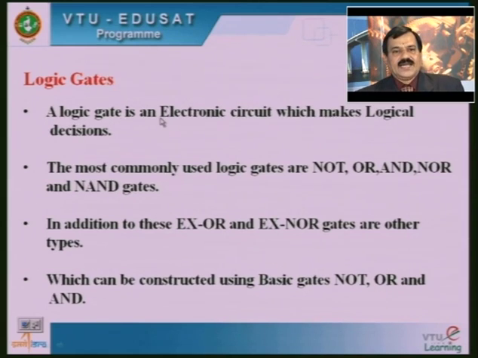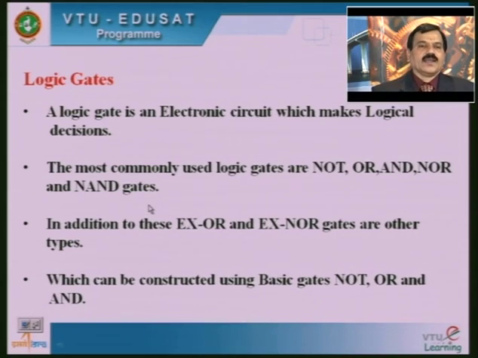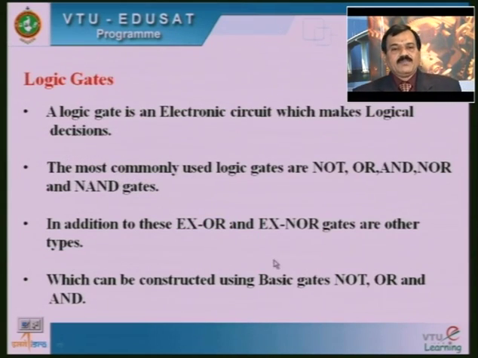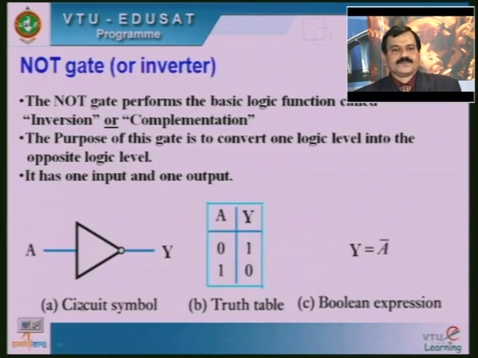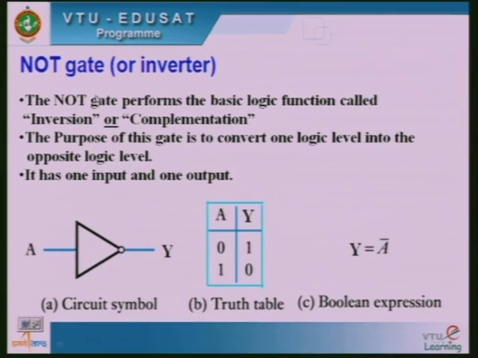A logic gate is an electronic circuit which makes logical decisions. The most commonly used logic gates are NOT, OR, AND, NOR and NAND gates. In addition to these, XOR and XNOR gates are other types, which can be constructed using the basic gates NOT, OR and AND. First one is the NOT gate.